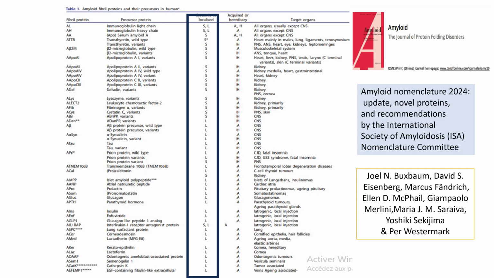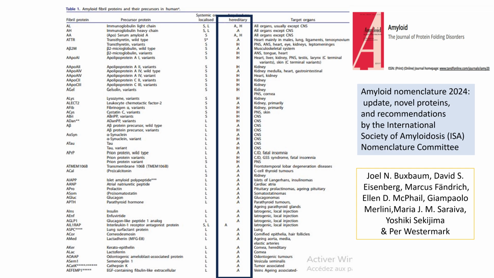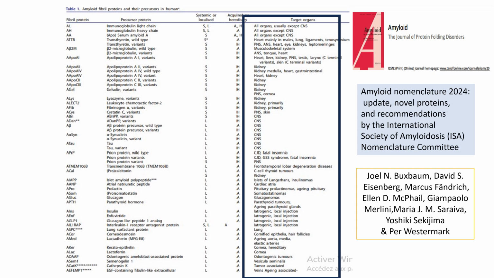The fourth column designates whether the amyloid protein is capital A, acquired, or capital H, hereditary, or innate. And the last column indicates the organ of predilection where this amyloid protein is deposited.